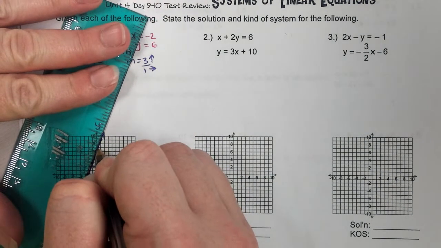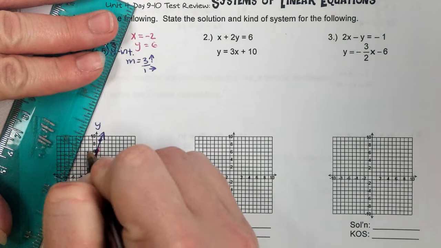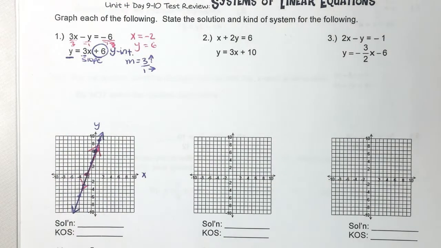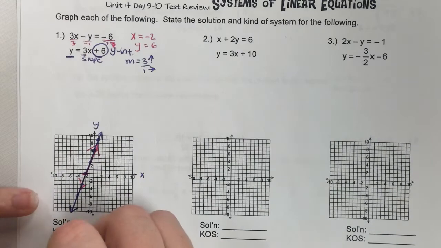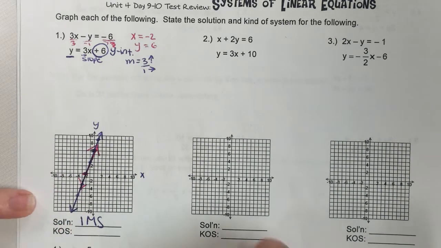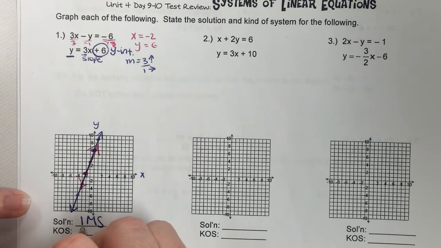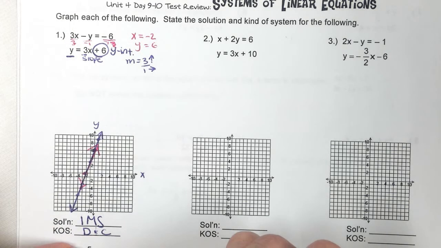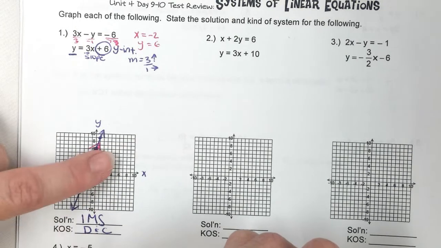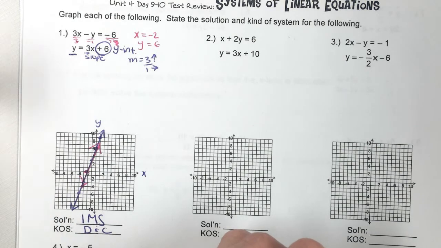So this is going to be where they touch everywhere. They are the same line, meaning my solution is IMS, infinitely many solutions. And my kind of system is dependent and consistent. Remember, dependent because it's everywhere, and consistent because there is a solution.